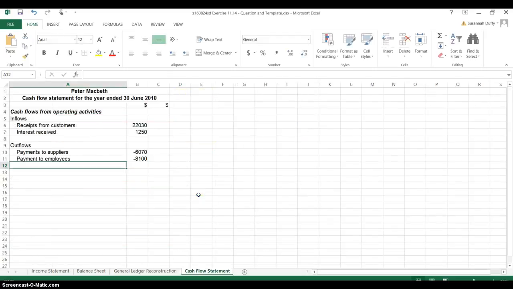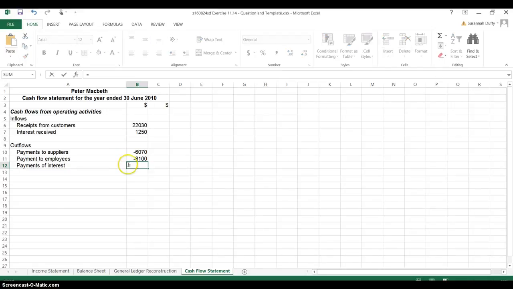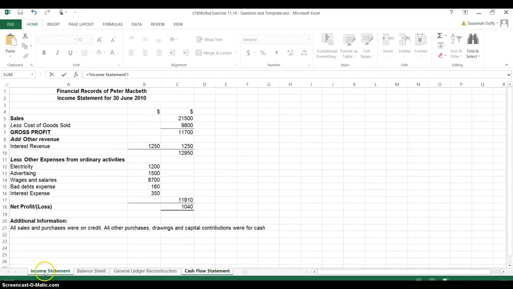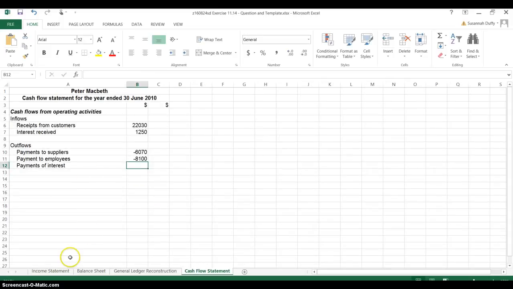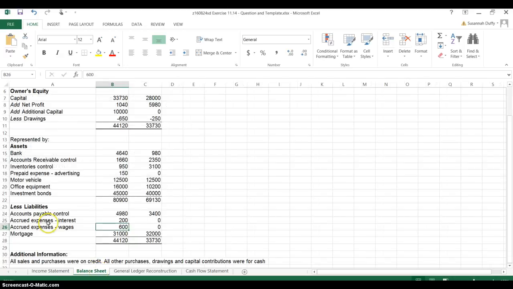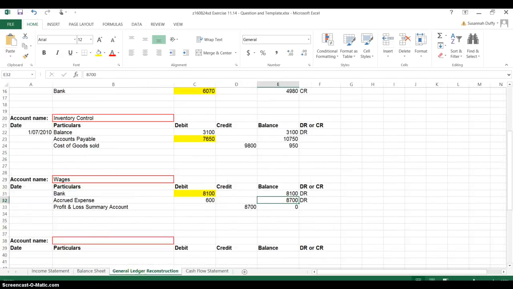Okay. Now, the next part is our payments of interest or dividend expenses. So payments of interest. In this case, we didn't have any dividends, so I'll just call it interest. If I go over to the income statement, I can pick up that 350 expense. No, I can't. If we go to the balance sheet and have a look, we'll see accrued expenses interest $200. So we need to reconstruct this as well.